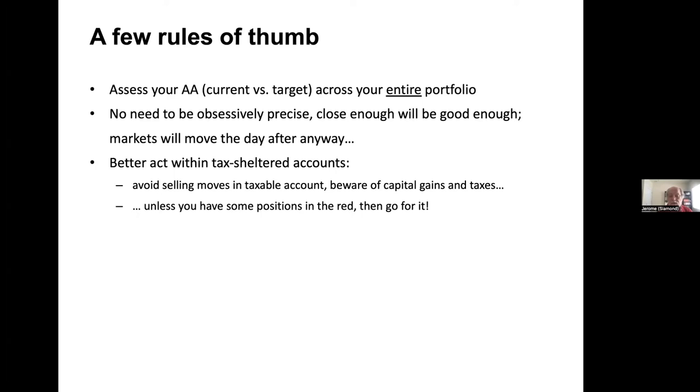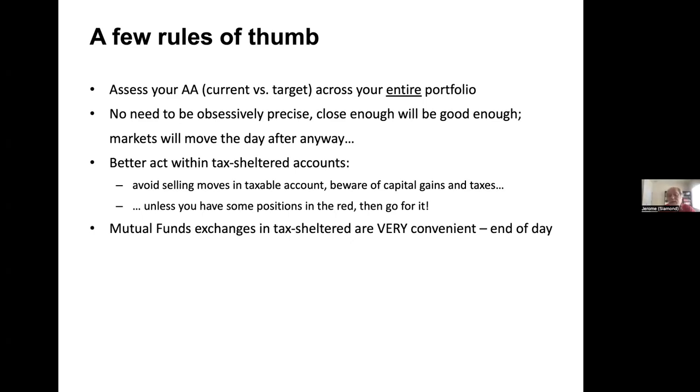If you have some positions in the red, then that's fine. You don't have capital gains, go for it. Don't be shy to sell positions which are at a loss. That would actually be helpful for your taxes. But if you don't, then you would have to make a call. Should I just rebalance a little less in order to reduce a little bit the pain on the capital gains? Or should I just do it and be done with it? Again, taxable accounts are a little bit tricky when it comes to rebalancing, and I don't have an easy answer here.